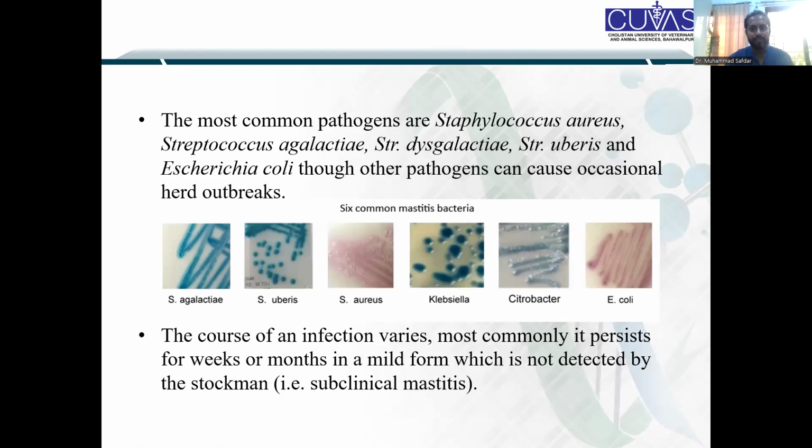The most common pathogens are Staphylococcus aureus, Streptococcus agalactiae, dysgalactiae, E. coli, etc. that can cause occasional outbreaks. These figures are available here. The course of this infection varies. Most commonly, it persists for weeks or months in a mild form, which is not detected by stockmen.